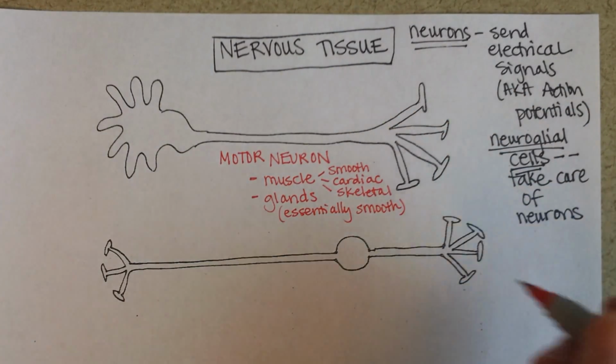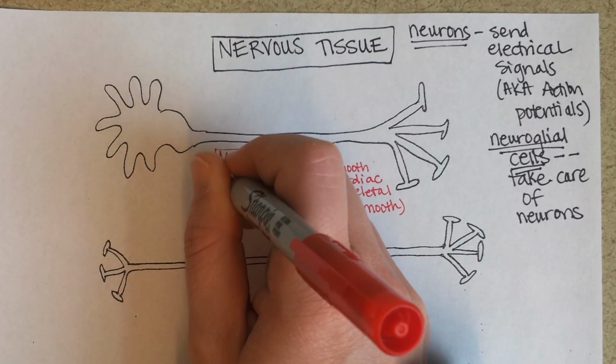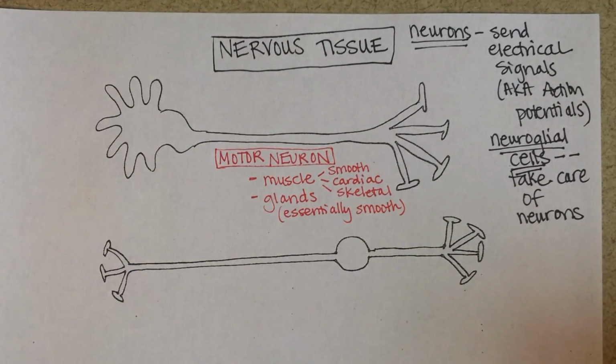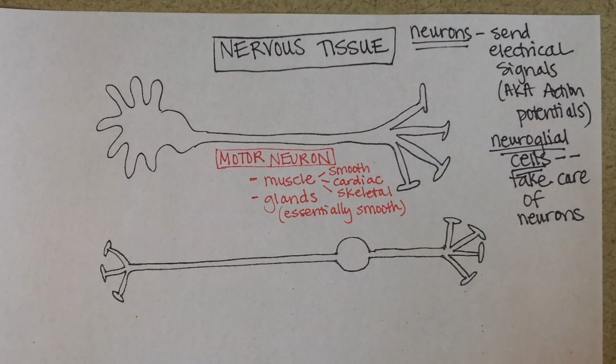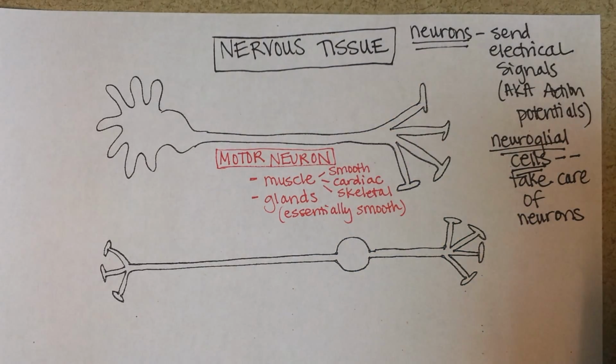Now it is true that there can be nervous input on other cells that cause all kinds of fascinating functions. But for the purposes of this class, if you just think of a motor neuron as making a muscle do something and understanding that that's smooth muscle, cardiac muscle, or skeletal muscle, you'll be well prepared for a health career.